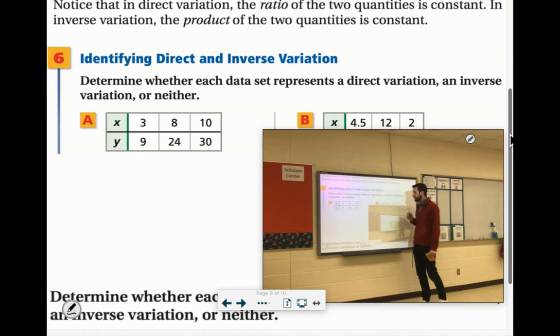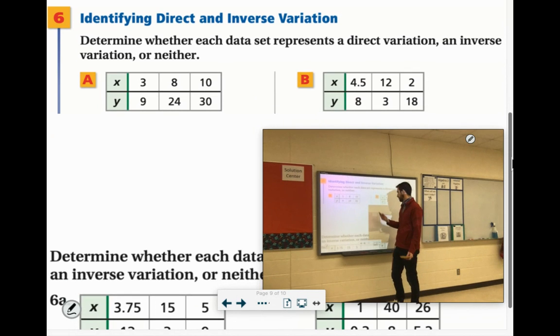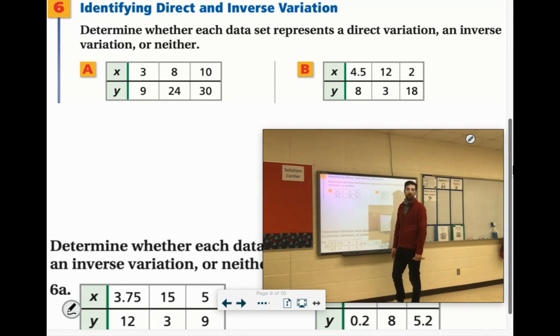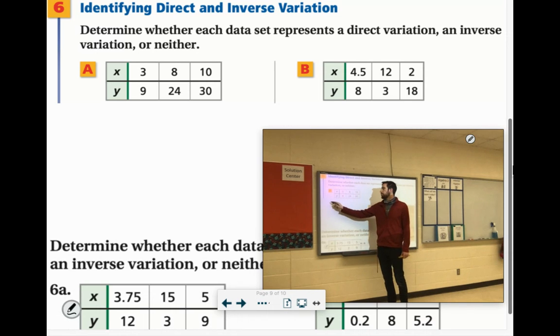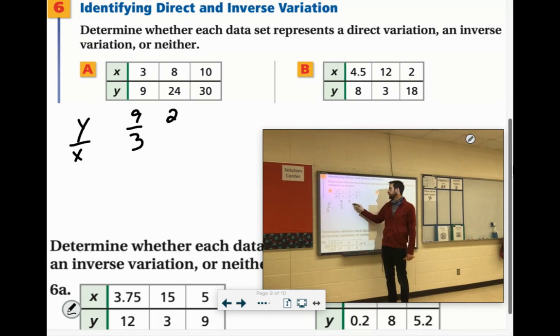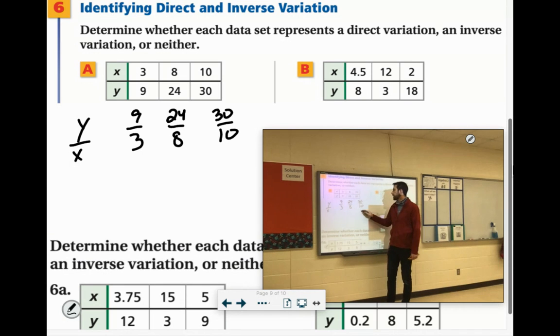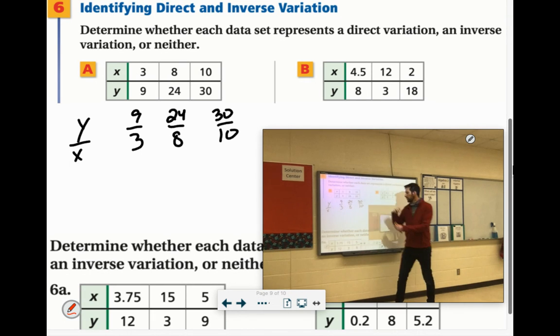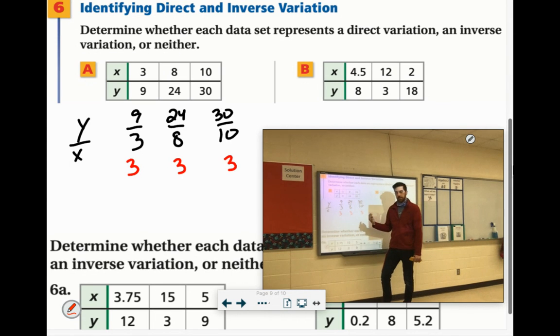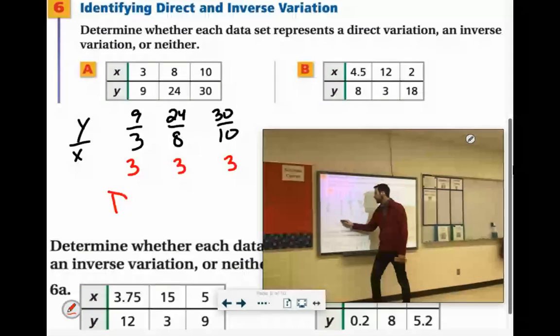So if we check the division first, if we did y divided by x, we'd have 9 over 3, we'd have 24 over 8, we'd have 30 over 10. 9 divided by 3 is 3. 24 divided by 8 is 3. 30 divided by 10 is 3. It divided out to the same thing, so remember that is direct variation.